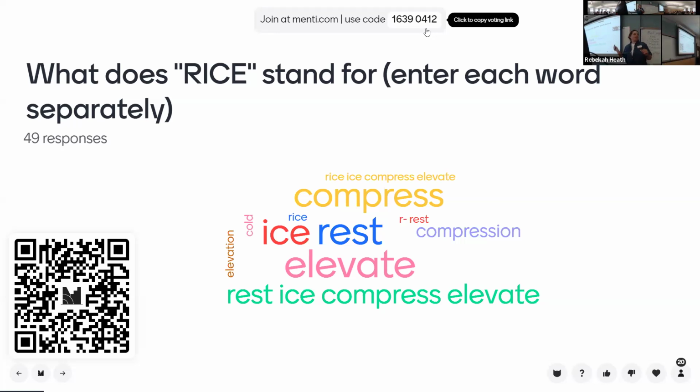Elevate, how high? Above the level of the heart. If it's your ankle, how do you do that? Lay down. You get pillows, you get something to get above the level of the heart. And then how do we compress? Usually a wrap like an ace bandage, those are perfect for wrapping.